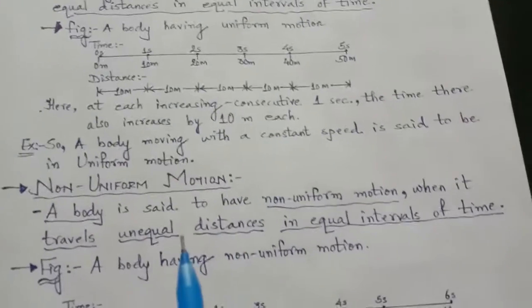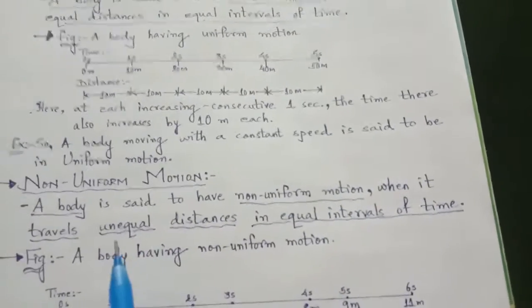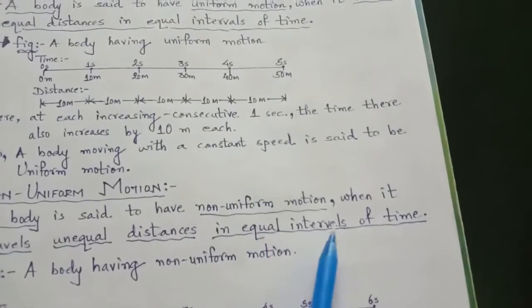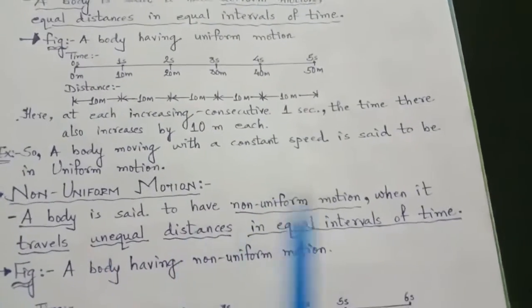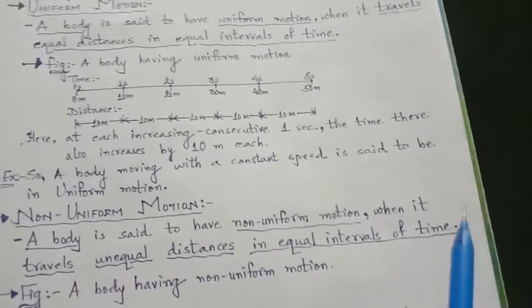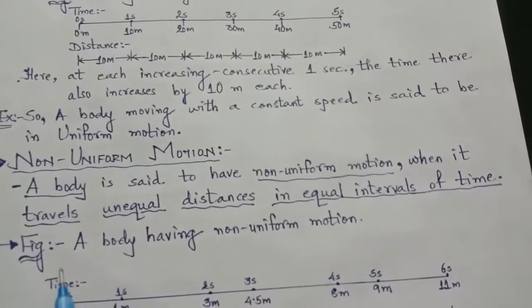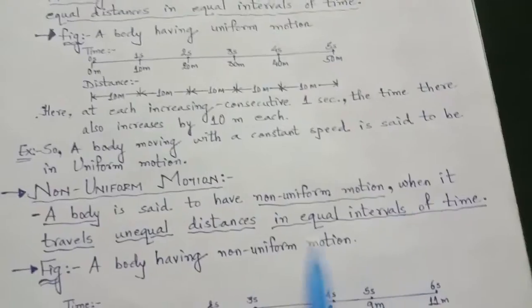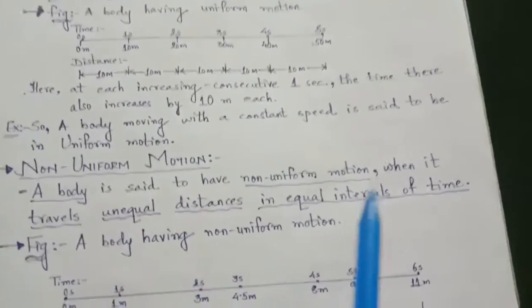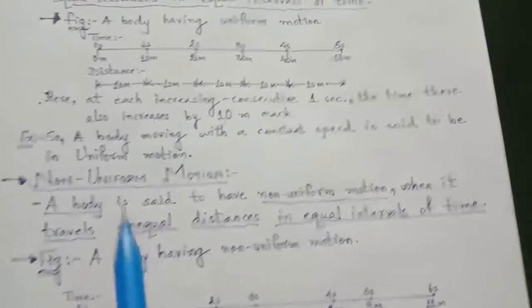And non-uniform is a little different. A body is said to have non-uniform motion when it travels unequal distances in equal intervals of time. The time interval remains the same: 0 second, 1 second, 2 second, 3 second. But the distance travelled in consecutive seconds, that means 1 by 1, does not remain the same.